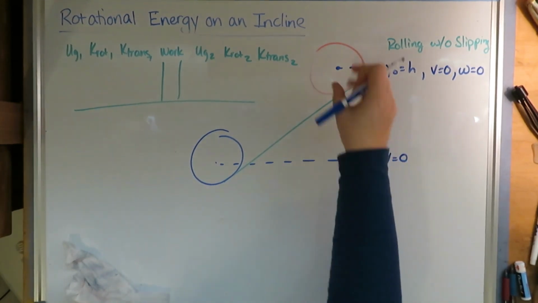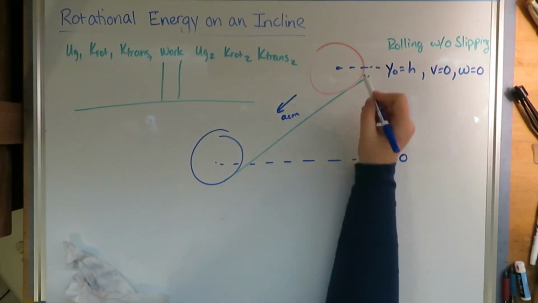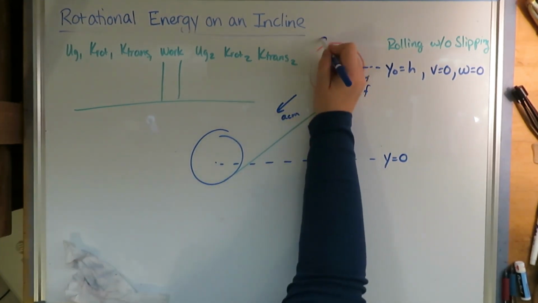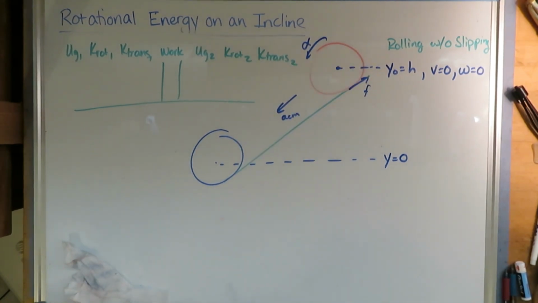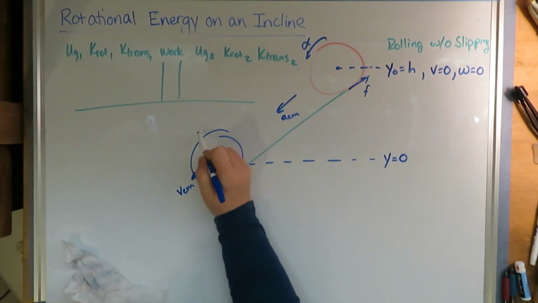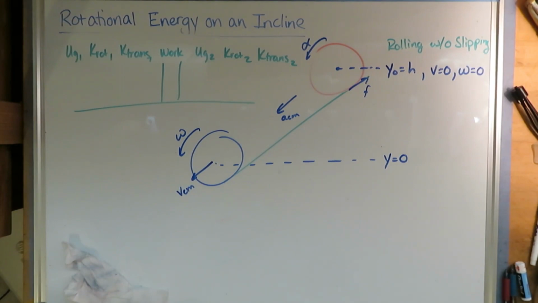So we know that if I was to release this from rest, there's going to be a linear acceleration down the ramp, and as long as we're rolling without slipping, because there's a friction force up there, that's going to cause an angular acceleration in the same direction. So this thing is going to speed up both linearly and rotationally. At the bottom, your center of mass is going to have some sort of speed, and you're going to end up with an angular velocity in the same direction as your angular acceleration was.